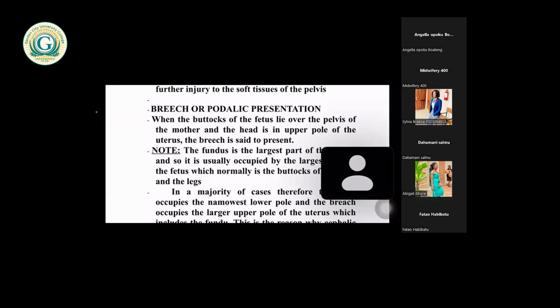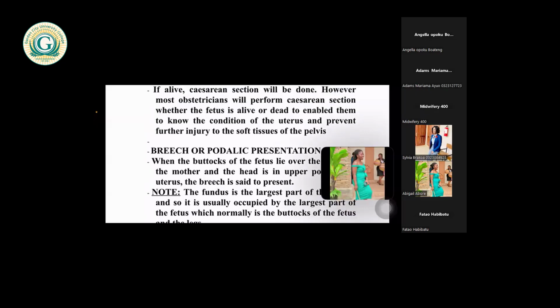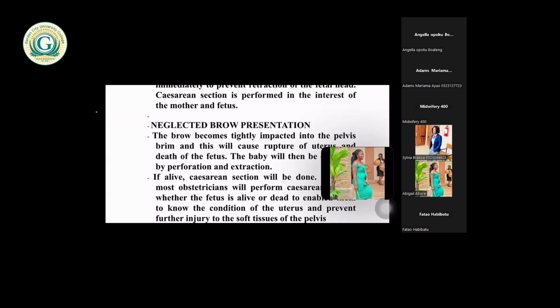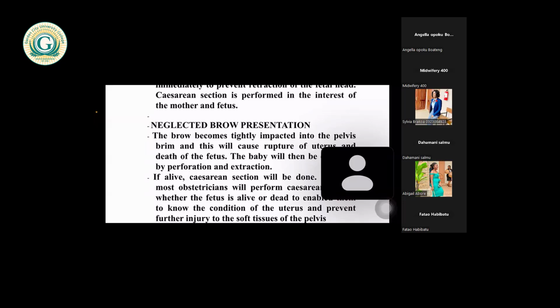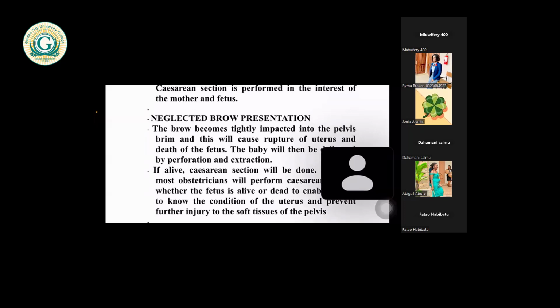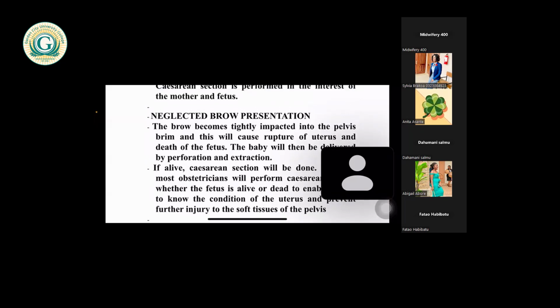I think breech presentation is when the baby's presenting part is the buttocks instead of the head. Any other view? It's also when the leading part of the fetus is the buttocks. Okay, please, any other view?